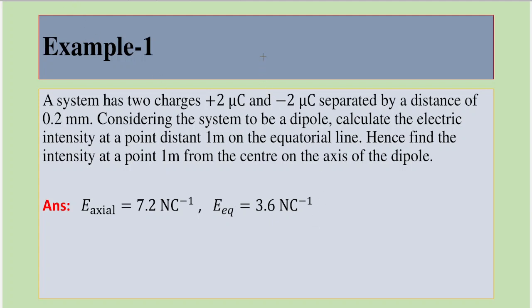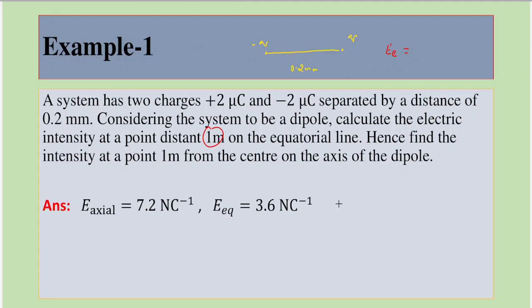So what is given here is we have two point charges whose value we call as minus q and plus q, and the separation is given as 0.2 millimeter. Now the question says find the electric field at 2 points. One point is at a distance of 1 meter on the equatorial line and also a distance of 1 meter on the axis. Here the last statement says hence find. Hence find means that use the value of the electric field on the equatorial point, and from this we need to find the electric field at a point on the axis.